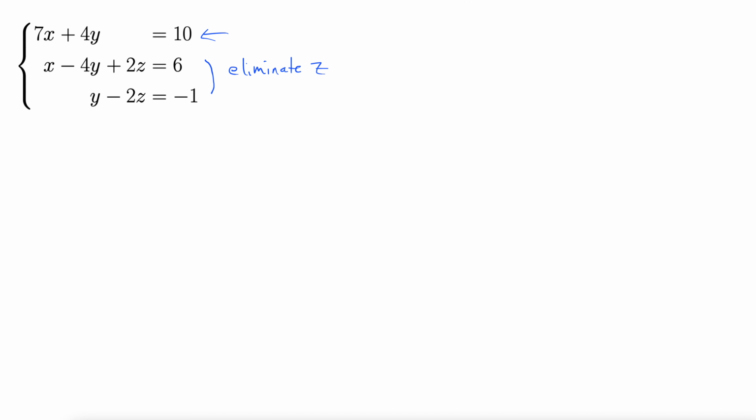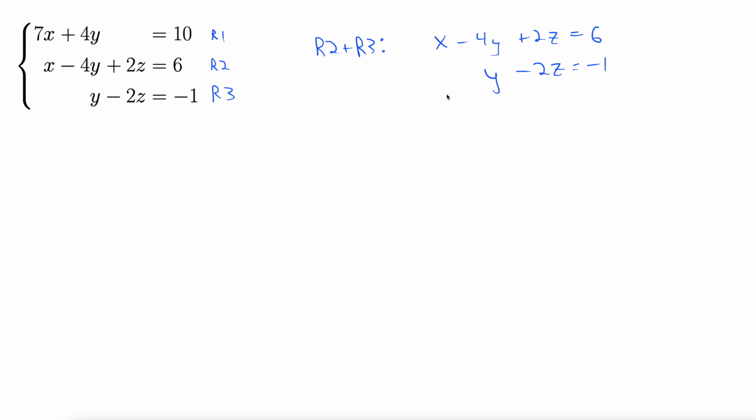Okay, so we're going to eliminate z. So let's do it. We can call this row 1, row 2, row 3, and if we just do row 2 plus row 3, look how the z's are already so nicely lined up in this example. So I'm just going to copy these: x minus 4y plus 2z equals 6. We also have y minus 2z equals negative 1. We add those two up.